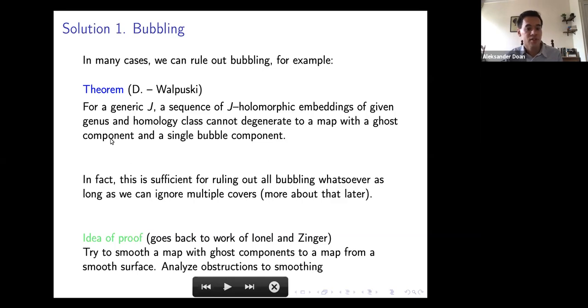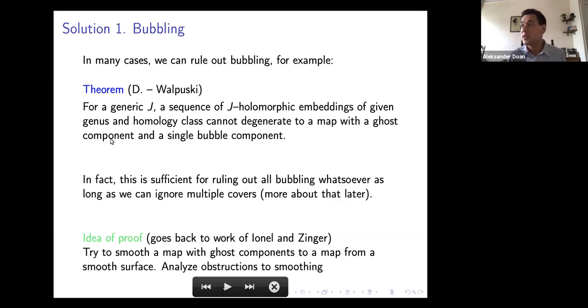If you have a generic J, then there cannot be a sequence of J-holomorphic embeddings which degenerates to a map that I just described, a map with a ghost component and a single bubble component. Essentially, the reason is, I already said what the reason is. If such a degeneration happens, then this single bubble component must have a singular point. However, for a generic J, all simple J-holomorphic maps are embeddings. So this is basically the reason why this cannot happen.